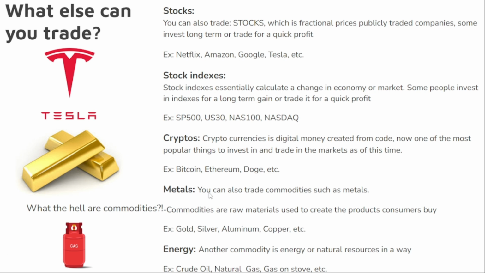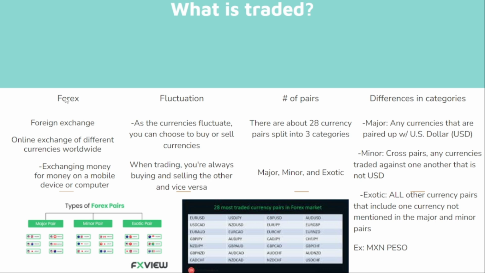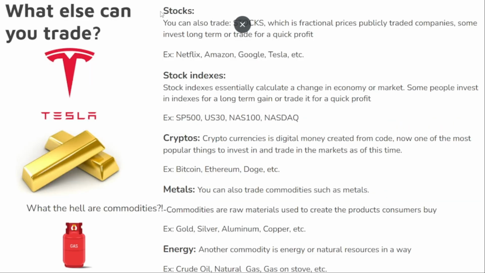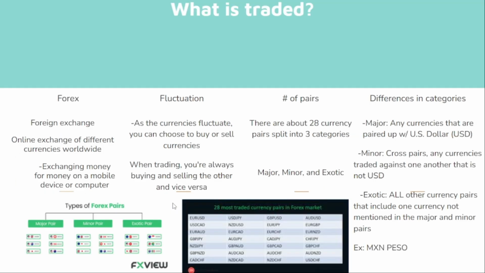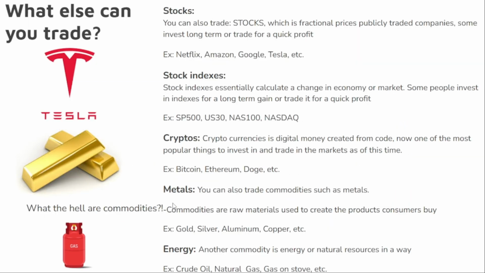Like I said earlier, you will find what you like, whether it's forex, and whatever major or minor pair you prefer to trade, or it could be the stock market, the stock index market, the crypto market, or the metal markets, which a lot of people call futures. So whatever you'd like to do is on your own, but this is just a little slide I wanted to go over so you can know what is traded and what else can be traded.